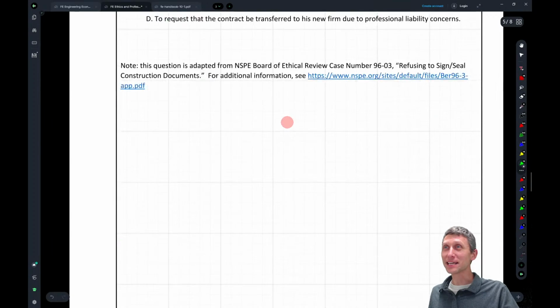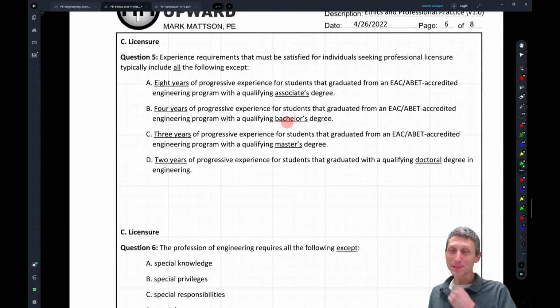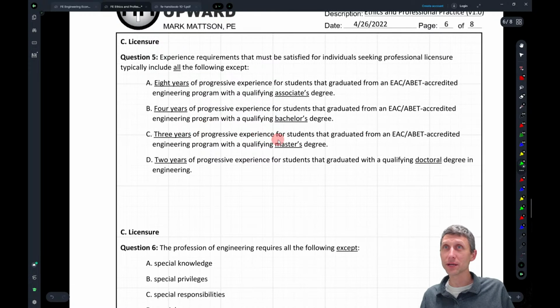Let's just keep going. Question 5. Experience requirements that must be satisfied for individuals seeking professional licensure typically include all of the following except. Okay, so basically there's 8 years experience from an associate's degree, 4 years experience from a bachelor's degree, 3 years experience from a master's degree, and 2 years experience from a PhD. So now we're kind of getting into licensure.